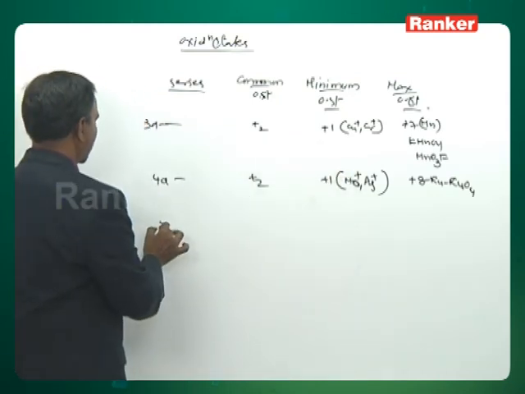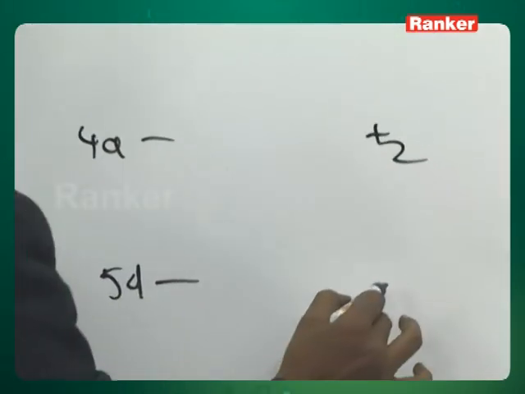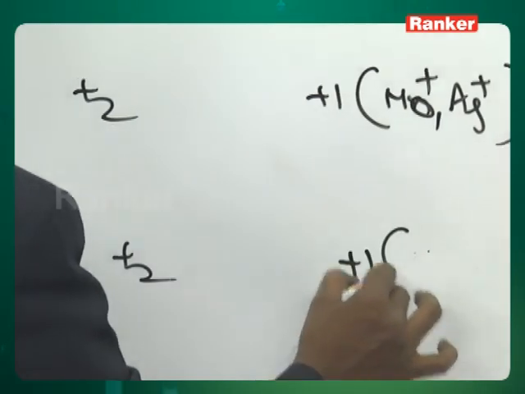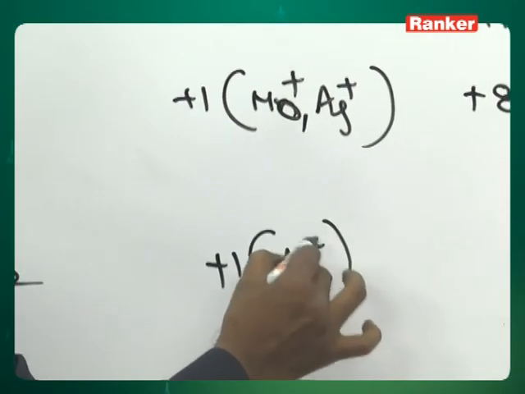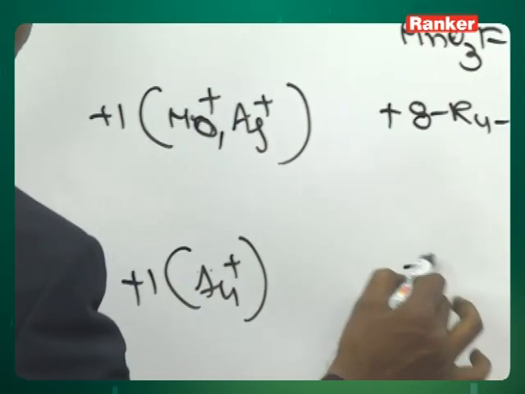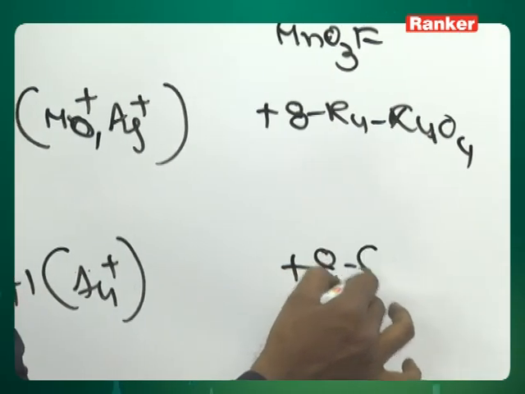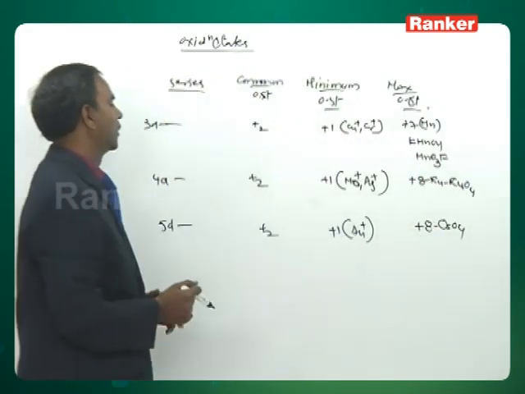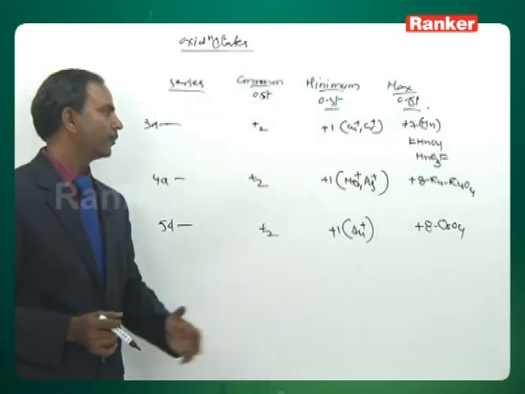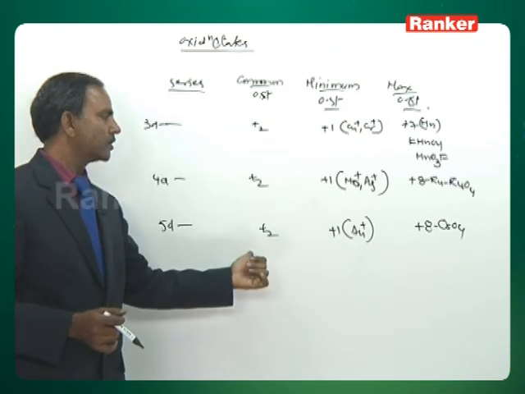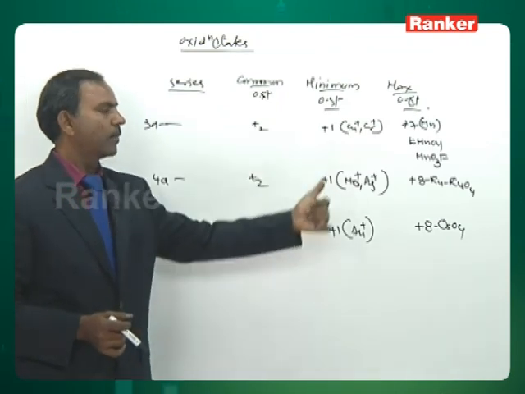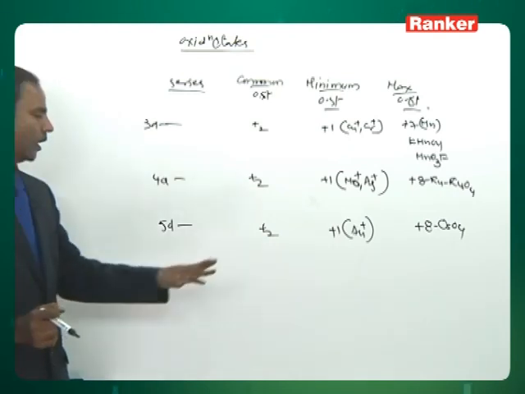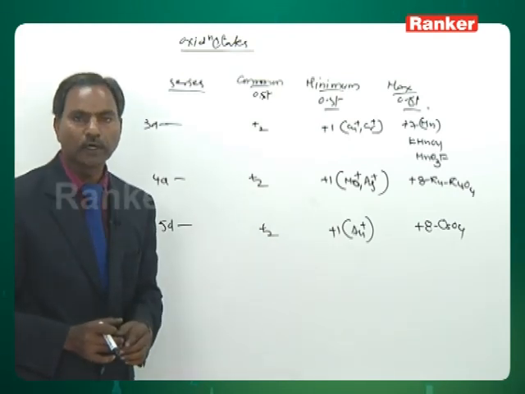Now the 5d series. The common oxidation state, and the minimum oxidation state is +1, generally exhibited by Au. Then the maximum oxidation state in 5d is +8, in osmium tetroxide. Osmium in osmium tetroxide exhibits +8. These are the common, minimum and maximum oxidation states in each series, 3d, 4d and 5d. Then we talk about stable oxidation states.